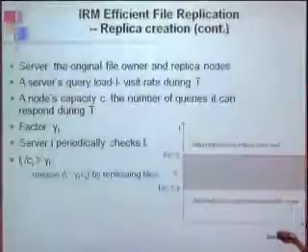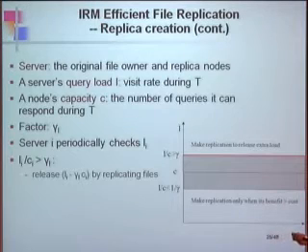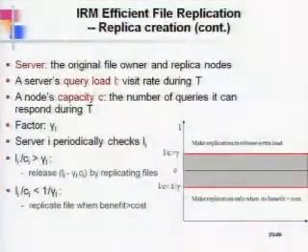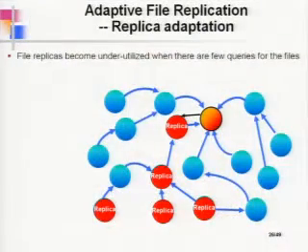The server i periodically checks its Li. If its load over capacity is greater than alpha, it releases its load. If it is less than 1 over alpha, it will determine whether it replicates the file or not. If the benefit is greater than cost, then it will replicate the file. Otherwise, it does nothing. All right.